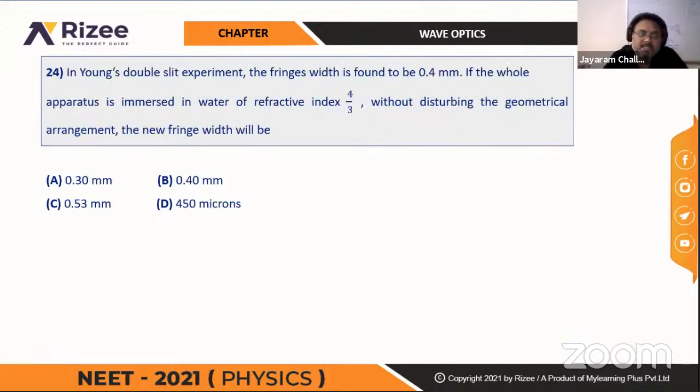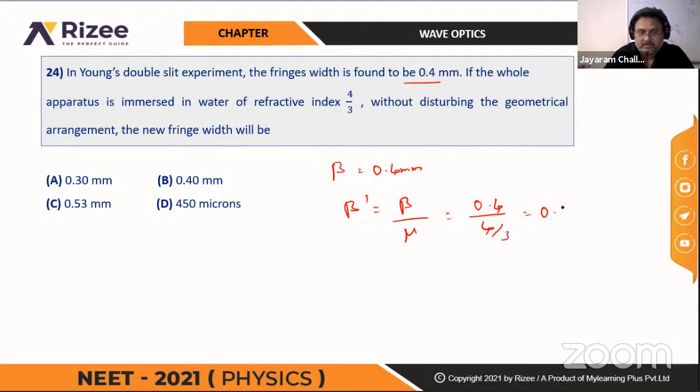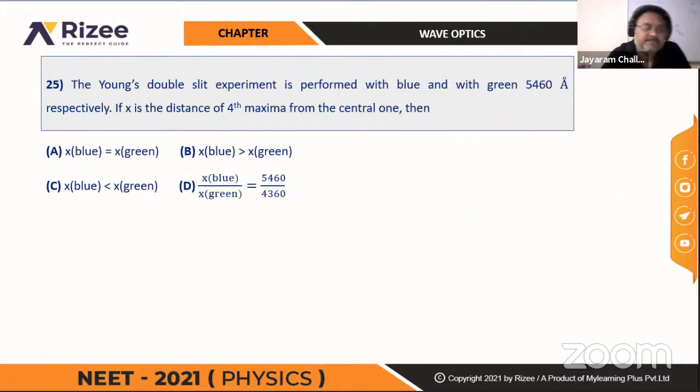In Young's double slit experiment, the fringe width is found to be 0.4 mm, that means beta is equal to 0.4 mm. If the whole apparatus is immersed in a liquid of refractive index 4 by 3 without disturbing the geometry, the fringe width, that means beta dash, is equal to beta by mu. Directly you can write 0.4 by 4 by 3. That comes out to be 0.3 mm. So if it is immersed, the fringe width reduces by mu times.